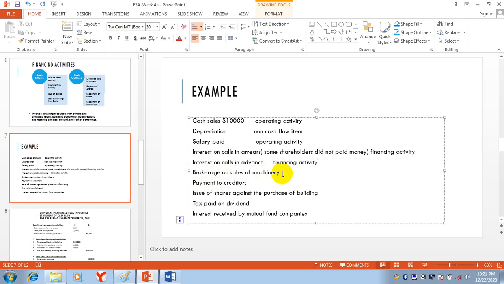Brokerage on sales of machinery. When you are selling machinery, that is basically the sale of a fixed asset. I told you it is an investing activity. Payment to creditors: from creditors we are purchasing inventory, so payment for inventory is an operating activity.